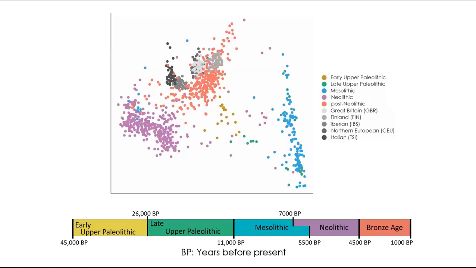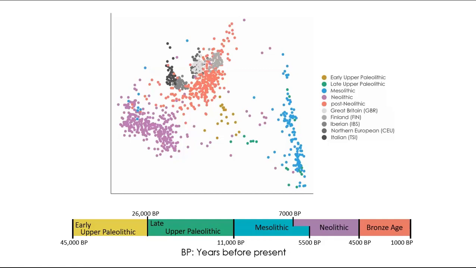So here is a map of principal components of genetic data from about 1,000 ancient people. Each dot is an ancient individual. And you can think of this principal component analysis as just a summary of their genetic data. So the distance between two individuals on this plot is proportional to their genetic difference, between their genes.